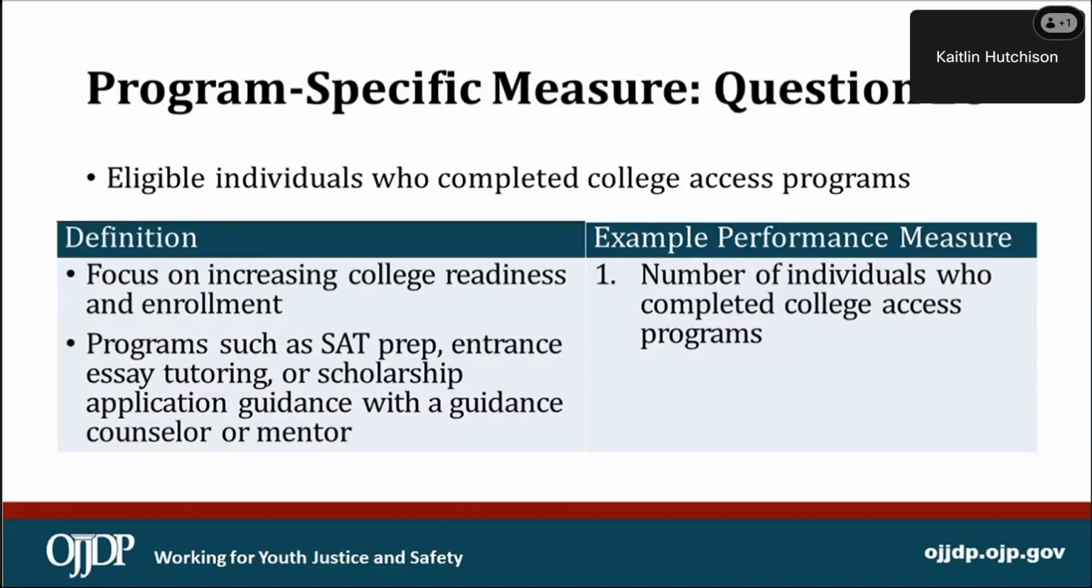First program-specific measure is asking about the eligible individuals who completed college access programs. Now, note that this question may not apply to you if you specifically serve youth under the age of 10 or under high school age. If that is the case, you'll want to enter a zero into these sections.